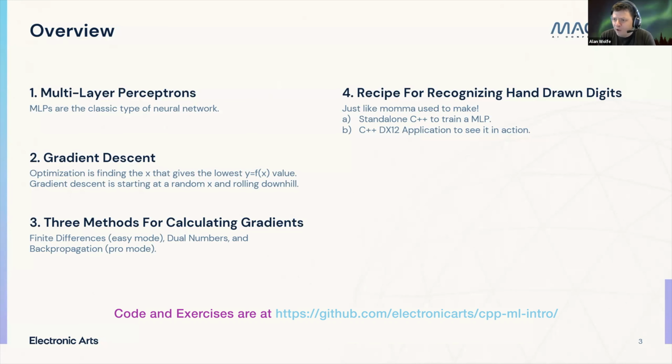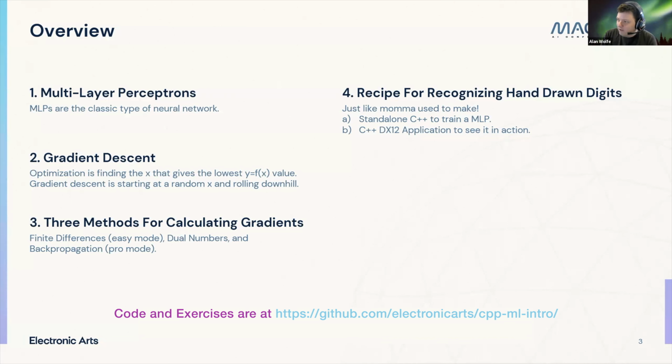So first up, here's the overview. We're going to first talk about multi-layer perceptrons, which is the classical type of neural network. We're then going to talk about gradient descent, which is how you train neural networks. And then we're going to talk about 3 methods for calculating gradients. After that, we're going to put it all together.